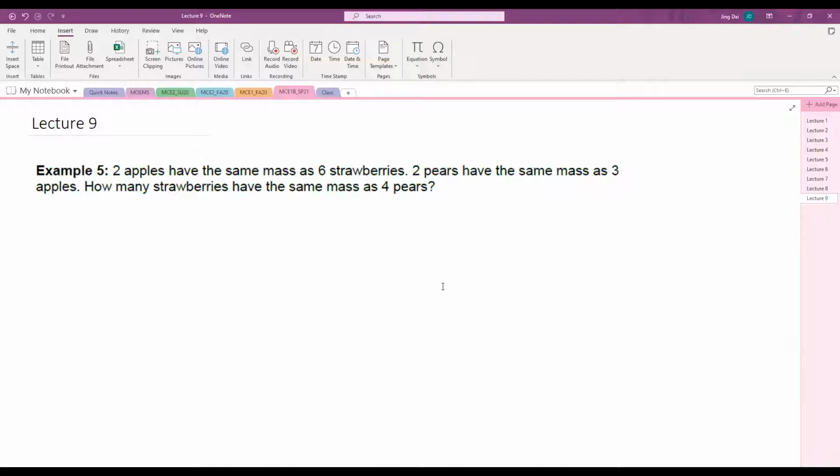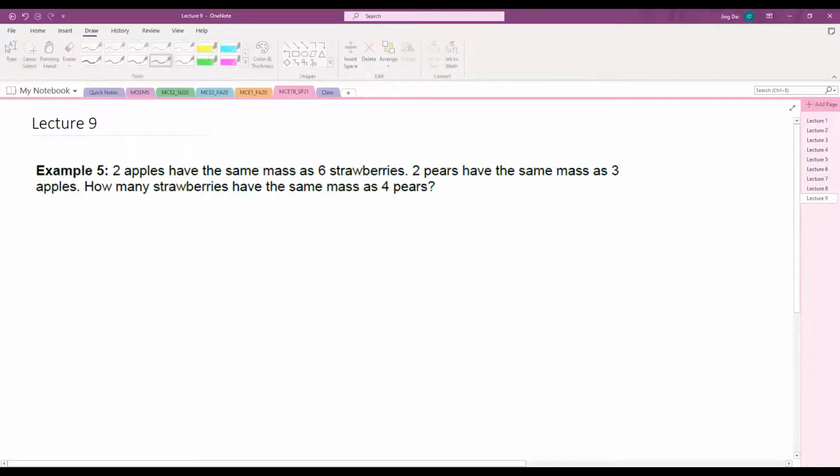So for example, this example says 2 apples have the same mass as 6 strawberries. 2 pears have the same mass as 3 apples. How many strawberries have the same mass as 4 pears? Instead of drawing all of the pictures, as I did last time, I'm just going to say 2 apples. Can I do this? Yeah, that's so much easier. 2 apples have the same mass as 6 strawberries, right? And 2 pears have the same mass as 3 apples.